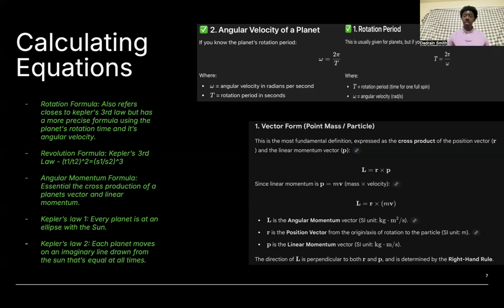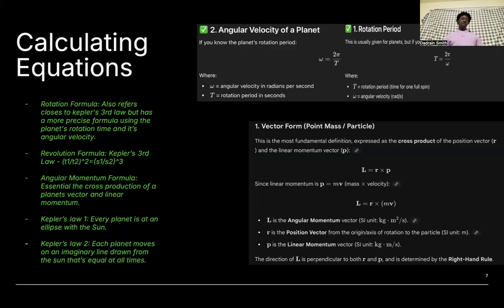You have a more broken down version at the top that has T or W equals 2 pi divided by T or W. It really depends on what the question is asking you to find, or what numbers the question has already given you. But this is just a more in-depth version of Kepler's third law.